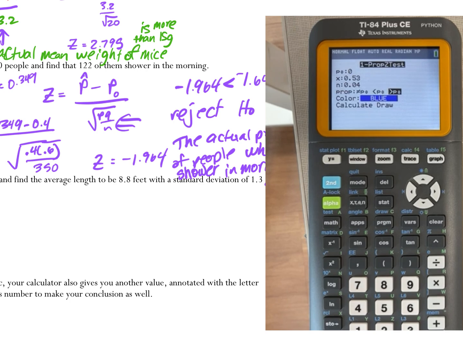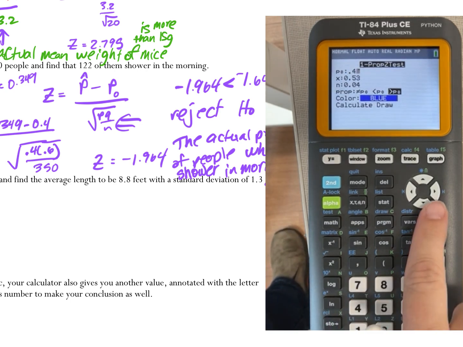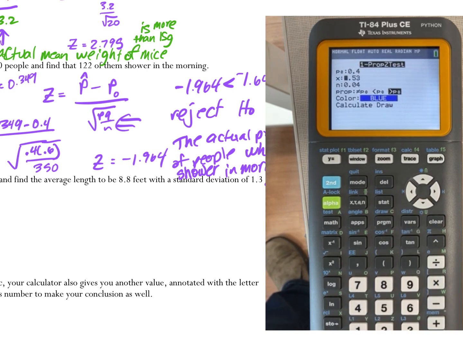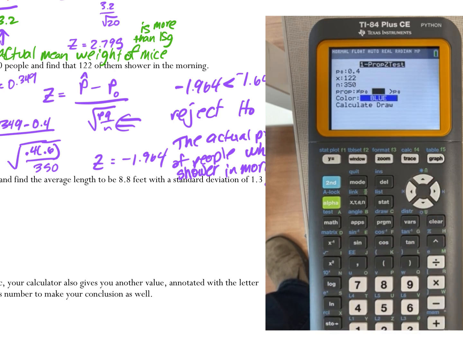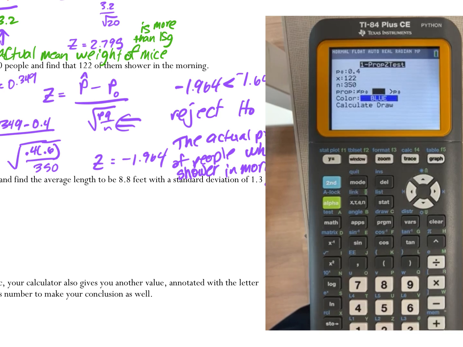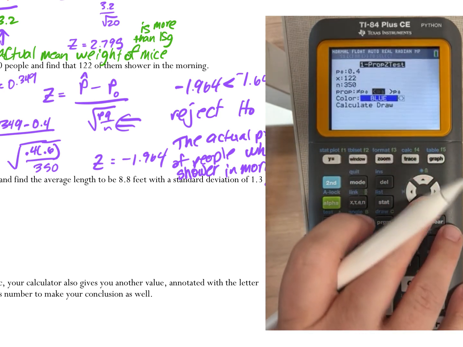The first thing it asks, it has a p and then a subscript 0. It's asking what was the proportion that you put in your null hypothesis. So what are we going to put in there? 0.4. And then our x and n will be our number of successes and number of trials, just like when it was the interval. So it was what, 122 out of 350? Then it's going to ask you what direction is your alternative hypothesis. Since this was a less than, we're going to go less than. And then if you just go down to calculate.